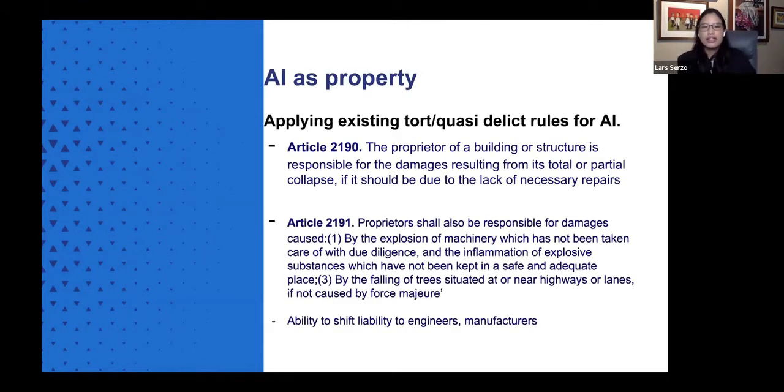So AI as property. Basically, when you treat AI as property, you'd be applying existing rules on liability or on torts to AI. And generally, the rule there is the owner of the property would be responsible for all damages resulting from that property. So for example, building owners, manufacturers of products, etc. And then the law right now, I think in a bunch of jurisdictions already, provides a mechanism by which the proprietors would be able to shift liability eventually to the engineers or to the manufacturers. So in this concept, we see the application of traditional legal concepts to a technology that's continuously evolving.